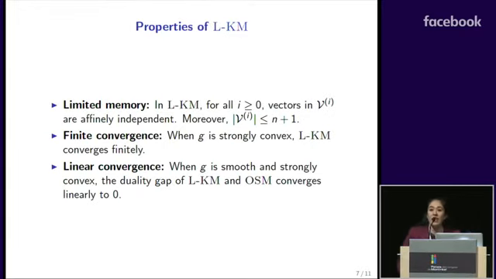We're able to show we still have finite convergence. We can show we have a limited memory, so the number of pieces of this piecewise linear approximation is bounded by n plus 1, where n is the dimension of the space.